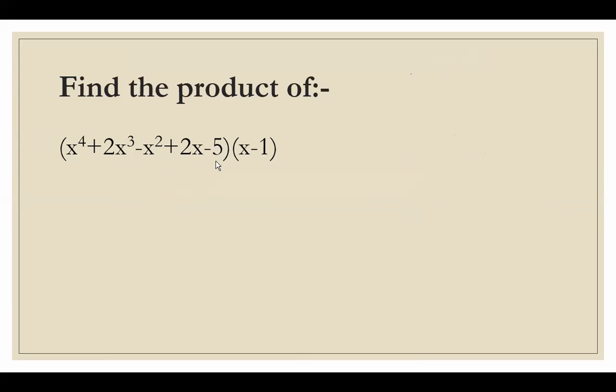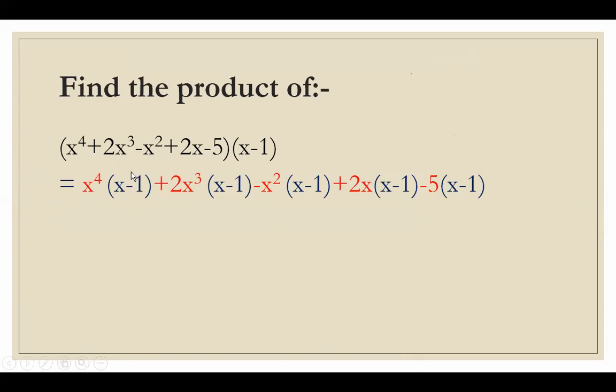Now the next question here: 1, 2, 3, 4, 5, 5 terms are there. It is going to be multiplied with x minus 1, the binomial term. Now students, first term, second bracket; second term, second bracket; third term, second bracket; fourth term, second bracket; fifth term, second bracket. So simple.